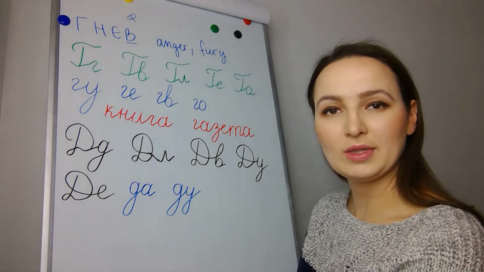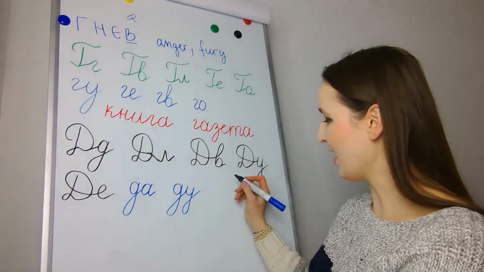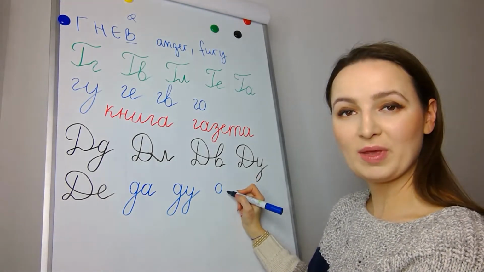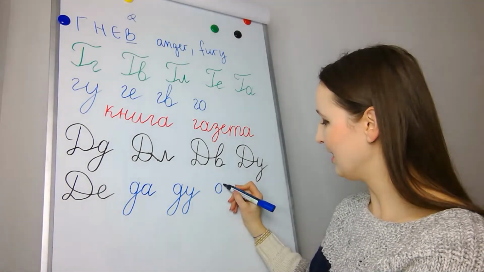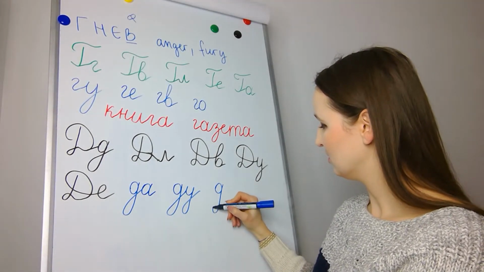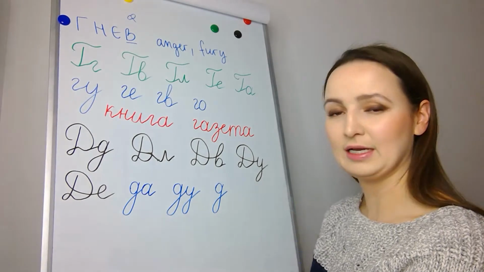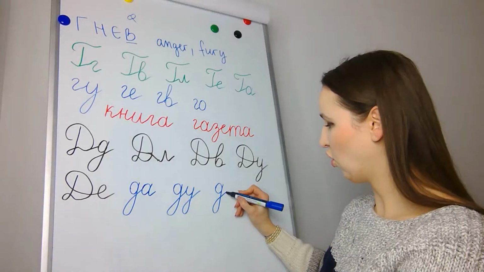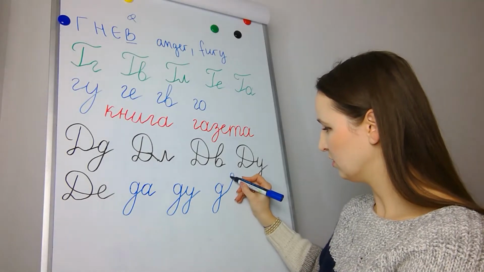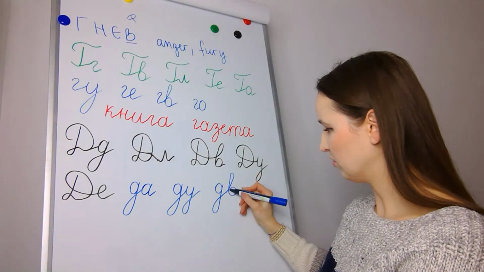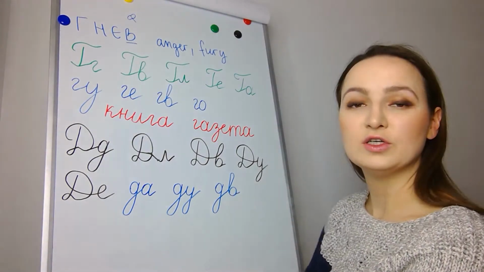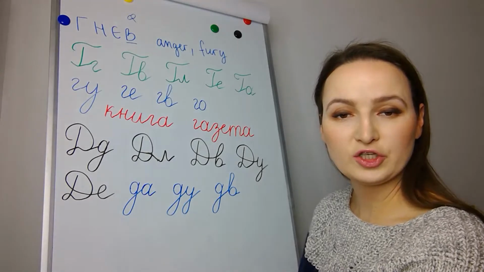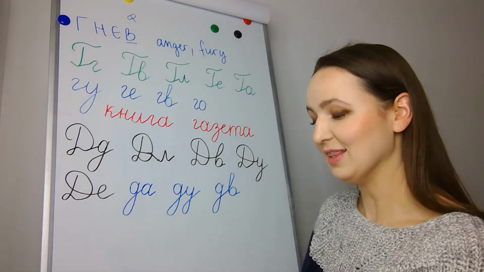Now let's connect d with v. It looks like o. To make it d, add a leg to it, and a connection. Now let's connect it with v. Go up and down. Dv. We just connected d with the v letter.